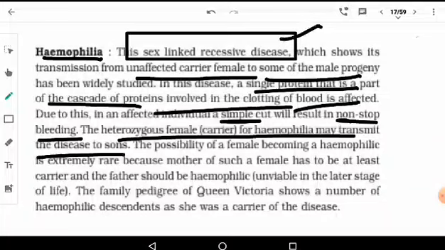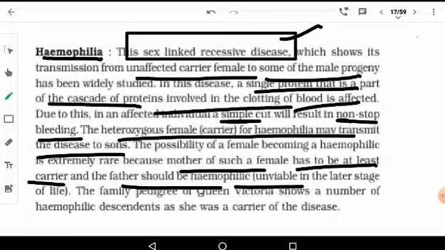Now, can a female become hemophilic? It is extremely rare, because the mother of such a person should be at least a carrier and the father should be hemophilic. But this hemophilic father will be unviable in later stages of life, right? Most probably he will die before the age of 18. So we can say he is unviable for reproduction. So hemophilia is not usually reported in the case of females. It is usually reported in the case of males only.